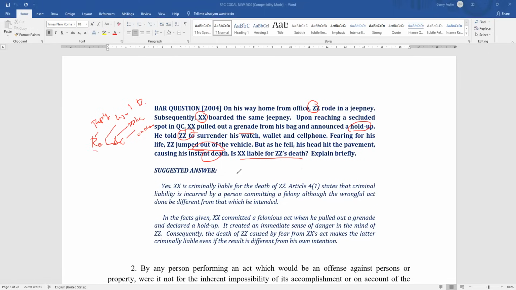Reply. You always have to know what is the last question para hanapin mo na kaagad. Is X criminally liable for CC's death? So you reply directly to that. Yes, XX is criminally liable for the death of CC. Okay, good. So meron na tayong R. Next. Legal basis. Article 4, paragraph 1 states that criminal law says so. Okay, meron tayong legal basis. Check.